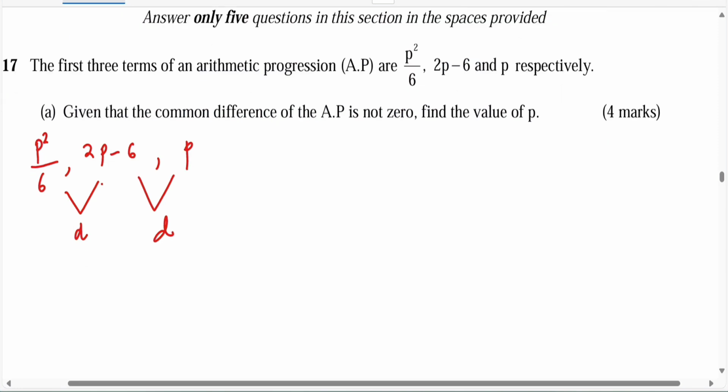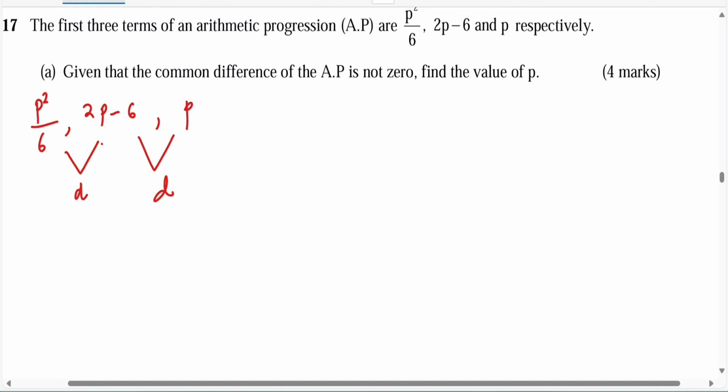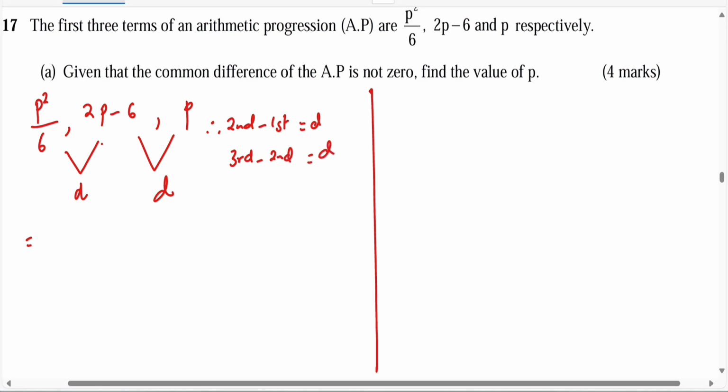So hapa tutafanya nini? Tutajibu vipi hili swali? Sio wajiuliza swali ngumu, si swali ngumu, swali rahisi. Yahitaji tu ufikirie na yahitaji bongo. Tuendelee. So tumesema second minus first itakuwa common difference, and also ukichukua third minus second bado pia itakuwa common difference. So tuchukue the second.